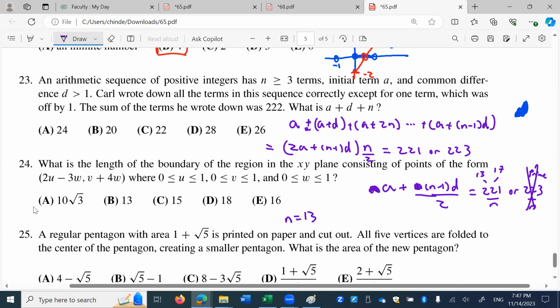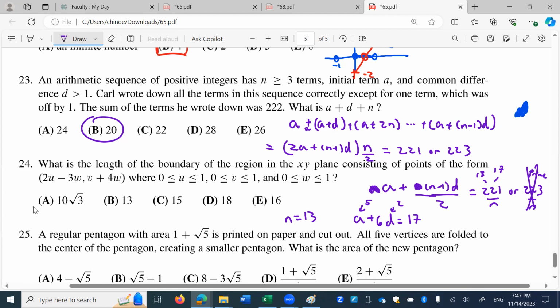If N is 13, then N minus 1 is 12, and so we'll have A plus 6D would have to equal 17. D is bigger than 1, and A is positive. So D can't be 3, can't be 1, so D has to be 2, and that would make A 5. And that would satisfy all my conditions, and I'd have 13 plus 5 plus 2 is 20.